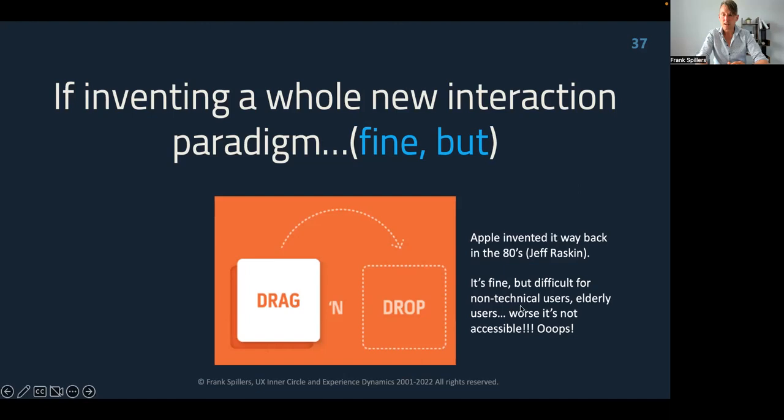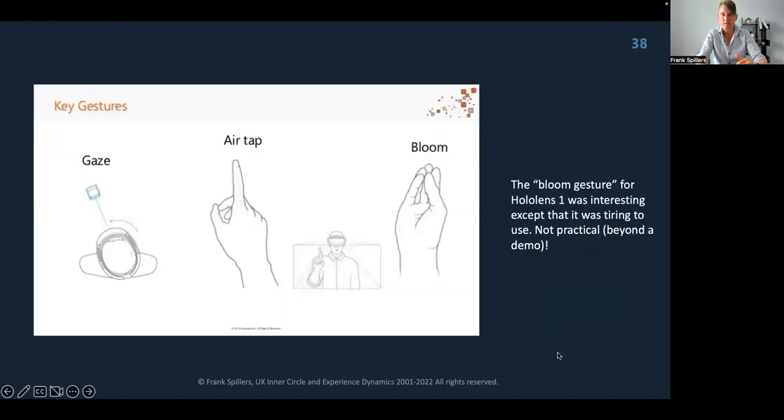Elderly users, non-technical users, I've noticed, struggle with drag and drop, and also it's not accessible. You can't drag and drop very easily if you're blind. Oops. So that's the but, right?